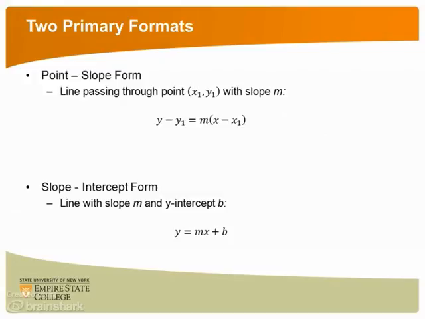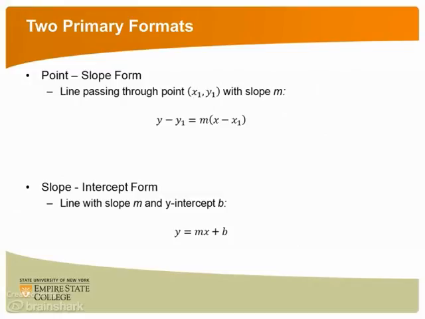The point-slope form is used when you know the slope of the line and the coordinates of a point on the line. If you have the point (x sub 1, y sub 1), and the slope of the line is m, then the equation is y minus y sub 1 equals m times the quantity x minus x sub 1.